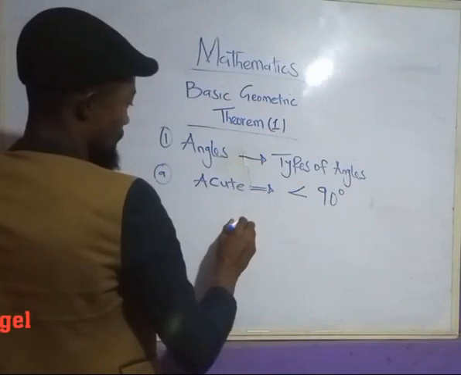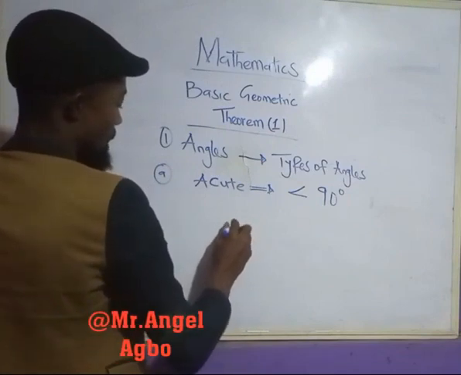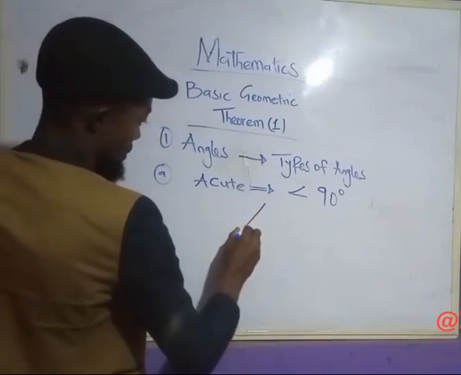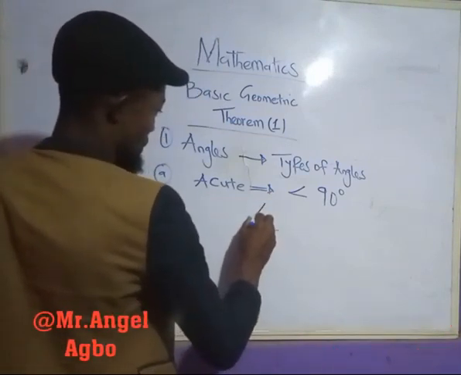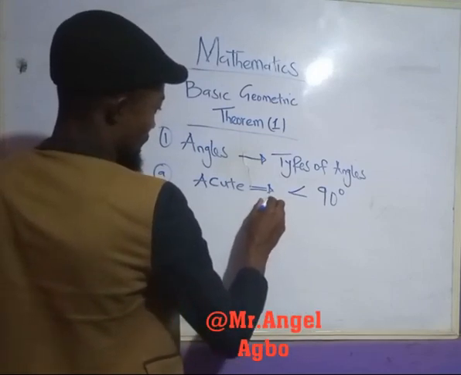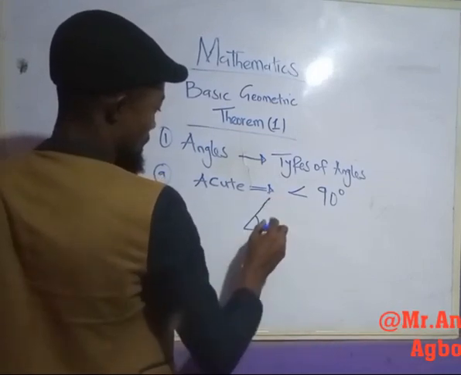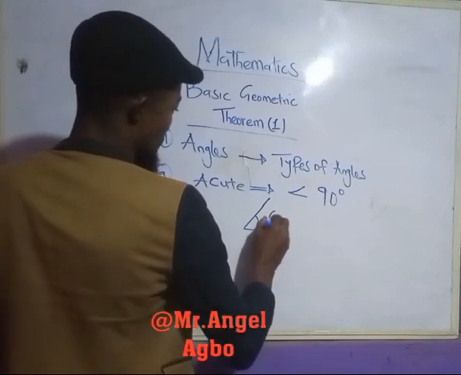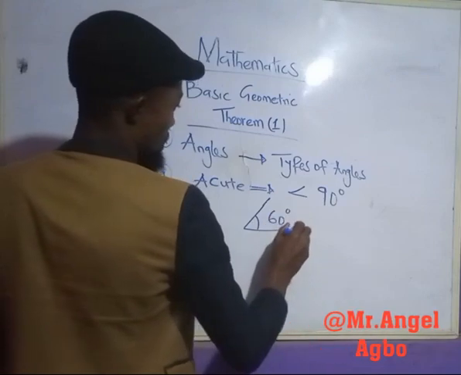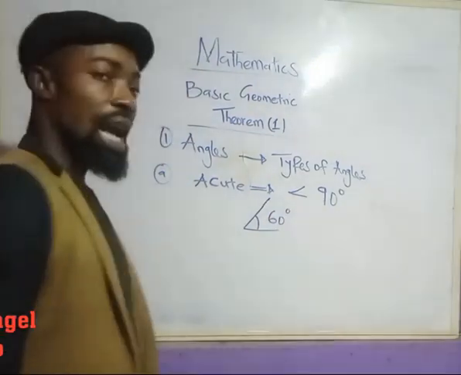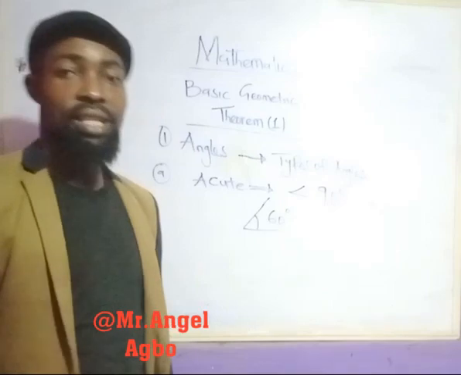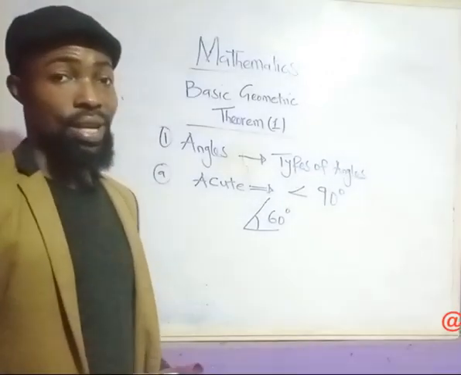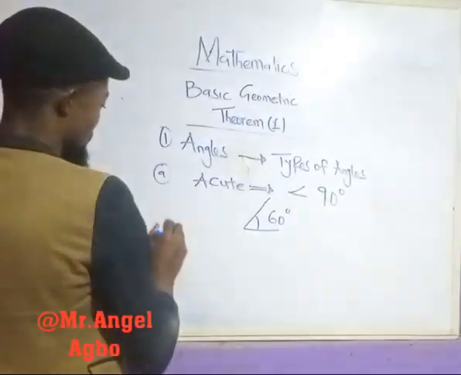We can put it this way. Let's say the shape of the angle is like this. You can decide to say this angle is equal to 60 degrees. So it's an acute angle, because it's less than what? 90 degrees.